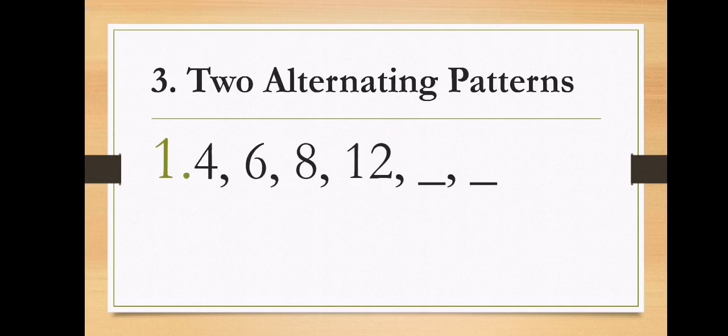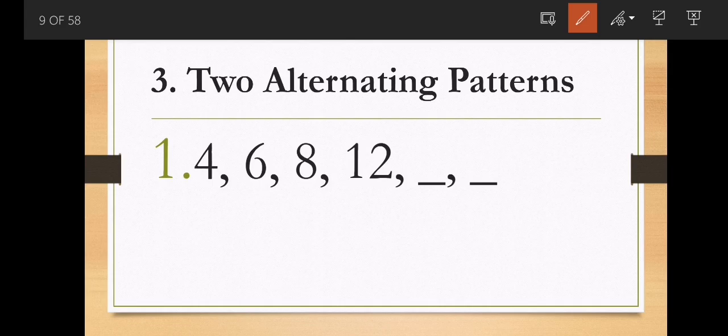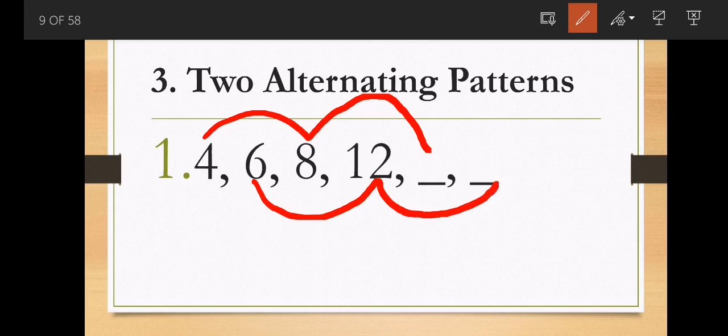So, next is 2 alternating patterns. So, magdodraw lang. Sa 2 alternating patterns ay merong dalawang pattern na nag-a-alternate. So, magdodraw tayo dito. Like this. So, sa first pattern, nag-a-add lamang tayo, which is 4, 8, and blank. So, mapapansin natin na nag-a-add lang dito ng 4. 4 plus 4 is equals to 8. 8 plus 4 is equals to 12.